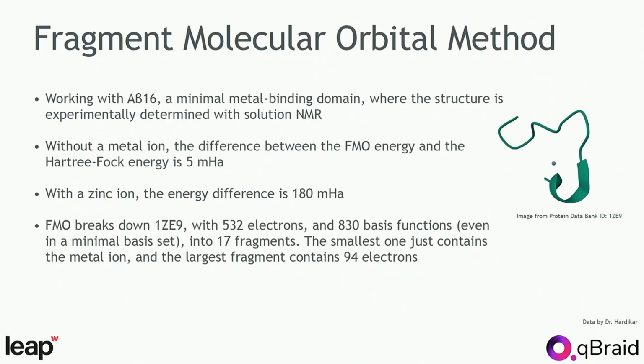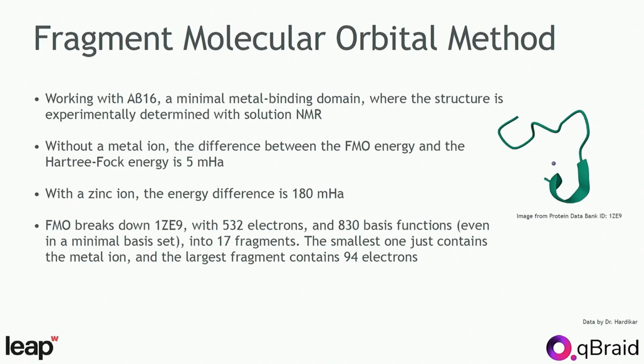So what we are doing right now is working with amyloid beta 16, a smaller version of the full protein. It's considered a minimal metal binding domain. And what I mean by that is it's all the parts of the protein that are involved in interacting with the metal. And it's only, not saying it's small, it's still over 250 atoms. It's only 16 amino acids.